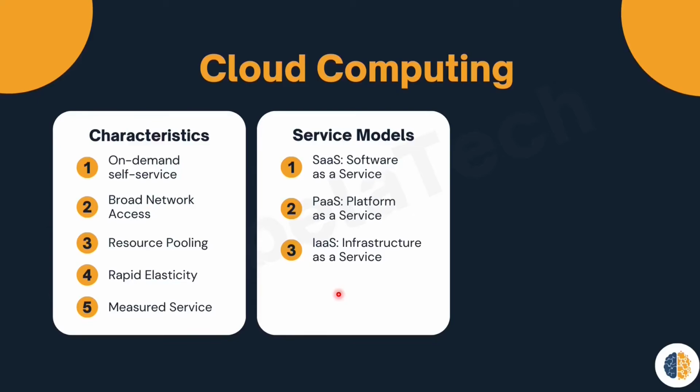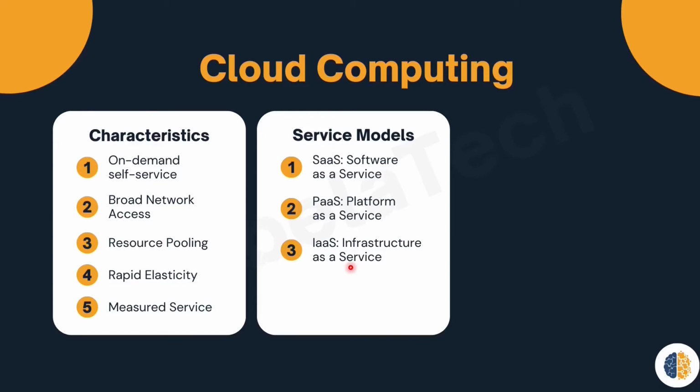The third one is IaaS, Infrastructure as a Service. In Infrastructure as a Service, the cloud provider provides capability to the consumer such as processing, storage, networks, and other fundamental computing resources where the consumer is able to deploy and run arbitrary software, which can include operating systems and other applications. Instead of buying the resources, the user has to pay depending on their usage.